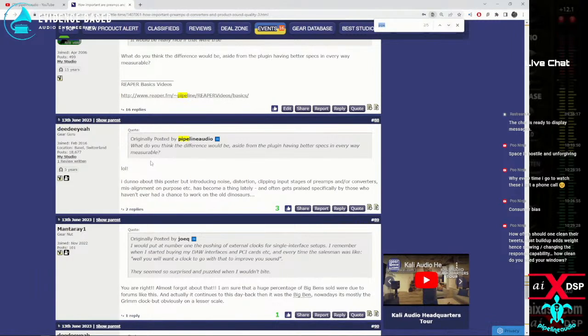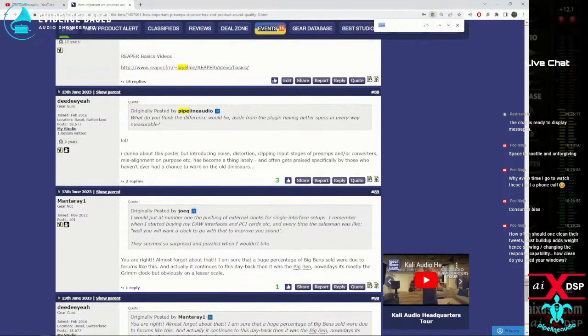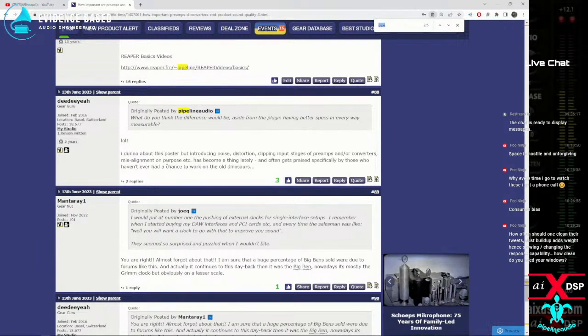Dee yeah says, "I don't know about this poster, but introducing noise, distortion, clipping, input stages of preamps and or converters, misalignment on purpose has become a thing lately and often gets praised specifically by those who haven't ever had a chance to work on the old dinosaurs." I wouldn't even say ever had a chance to work on the old dinosaurs. I would say we're ever cursed with having to work on the old dinosaurs.